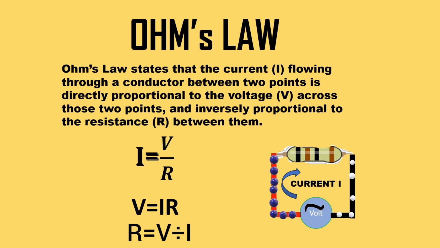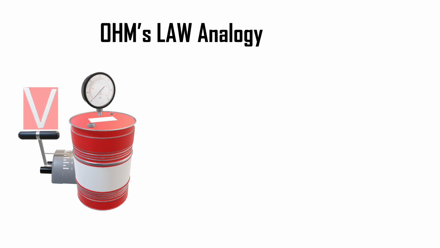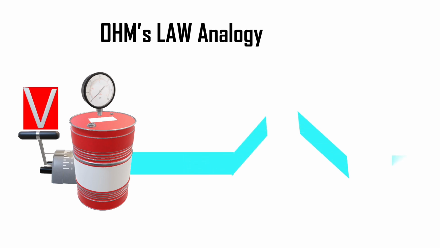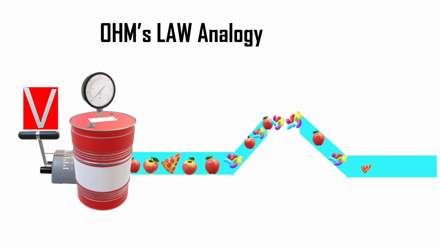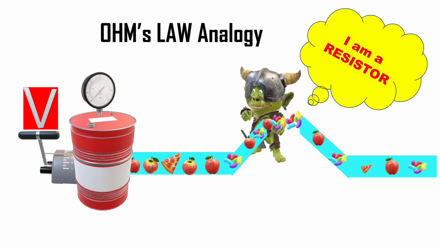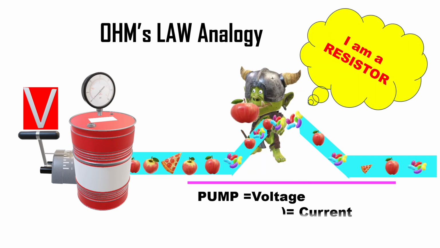To understand this better, imagine water flowing through a pipe. Voltage is like the water pressure, current is the amount of water flowing, and resistance is anything that restricts the flow. Higher pressure increases the flow, while greater resistance reduces it.